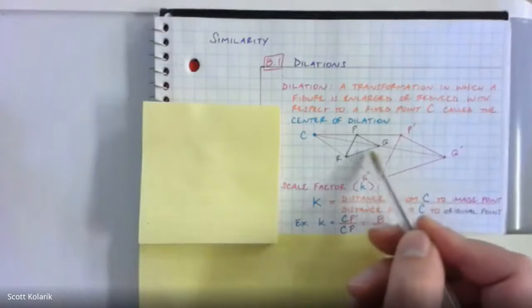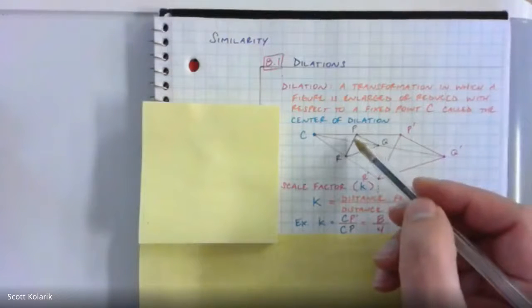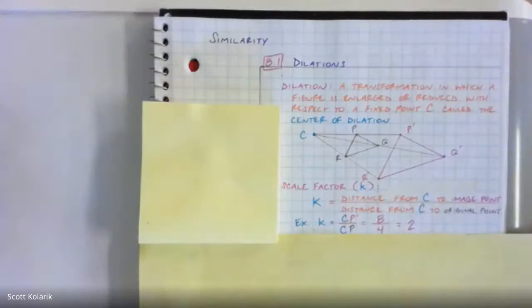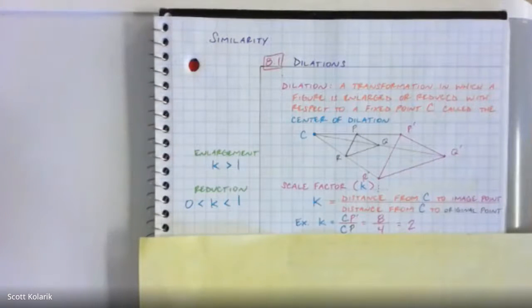Or if this was 7 miles, that would be 14 miles. If this one was 5 miles, that would be 10 miles. Okay, you kind of get the idea. Scale factor is a constant multiplier. In the margin here, a couple quick facts about scale factor.